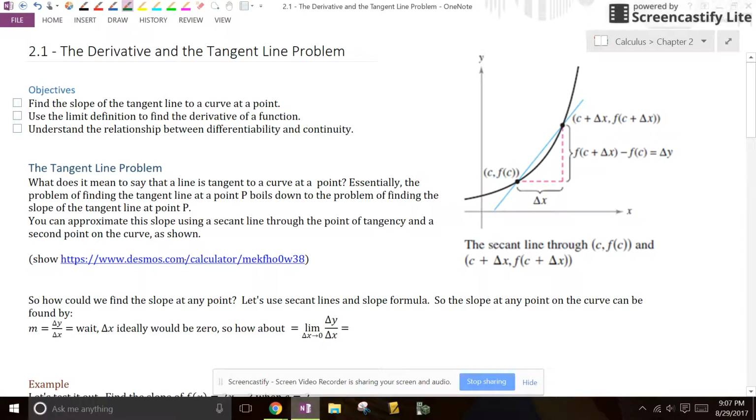From the beautiful South Studios of Way Happy, this is Mr. Meyer and 2-1, the derivative and the tangent line problem. So in the book, 2-1. But what we really want to talk about is the tangent line problem and start getting ready for some serious calculus fun.